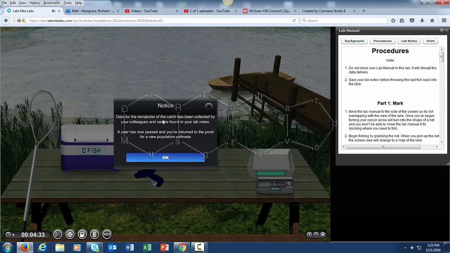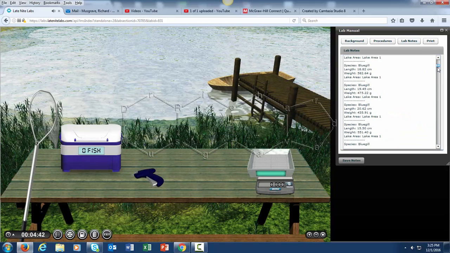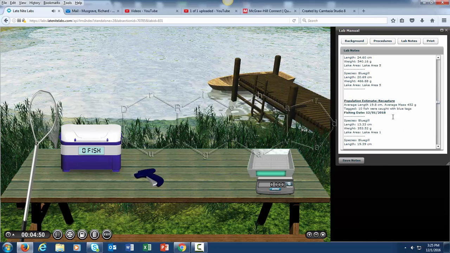So it says here data for the remainder of a catch has been collected by your colleagues and found in your lab notes. So you'll notice, if we go look at the lab notes, you've got all this data for fish here. Starts out 12/1/2016, and then you've got your recapture. I don't know why it says 12/1/2018, but it does. Anyway, so that's the recapture part there.